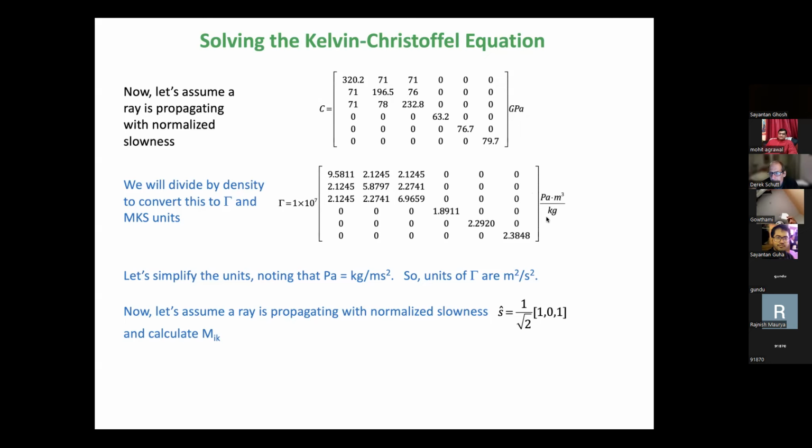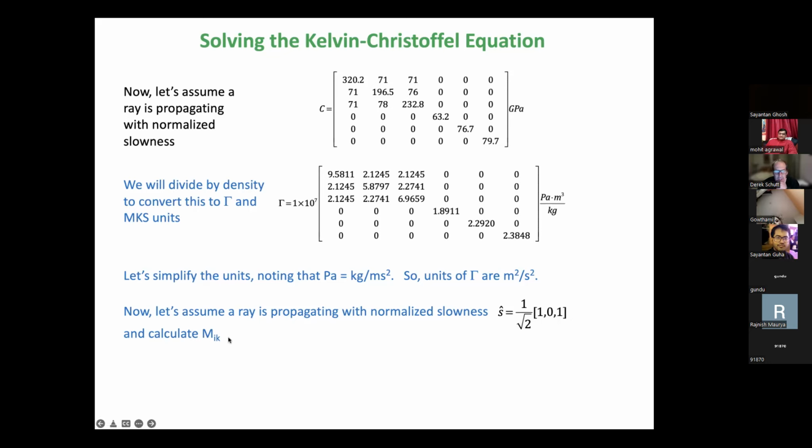So when I multiply that out here, I get units of gamma as meters squared per second squared, which makes sense because the eigenvalues are the square of the velocity. Okay, so let's assume a ray is propagating with normalized slowness 1 over radical 2, 0, 1 over radical 2. So it's propagating in the x direction and the z direction, basically at a 45-degree angle.